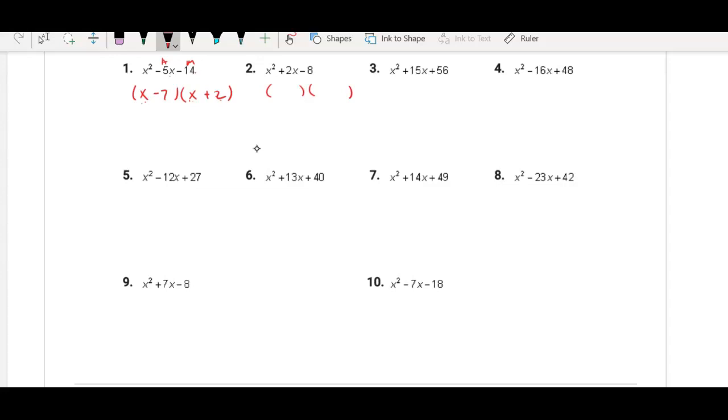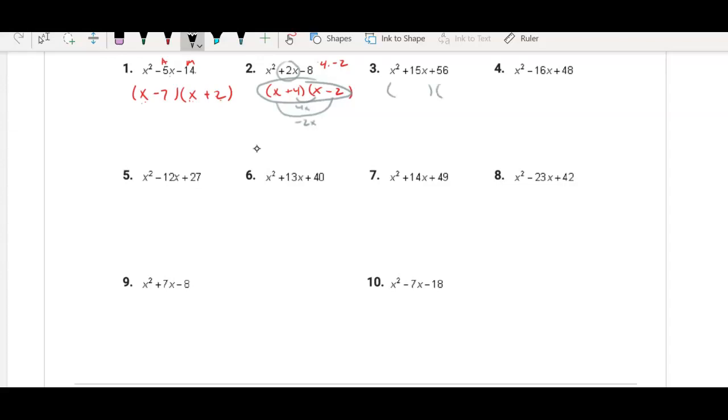Next one. What multiplies to give me -8 and adds up to 2? That would be +4 and -2. So right away, my first terms are x and x, because x times x is x squared. My last terms have to multiply to give me -8, so it's going to be +4 and -2. When I check my middle terms real quick, that's 4x and -2x, and 4x minus 2x gives me 2x. Therefore, I know my factored form is correct.